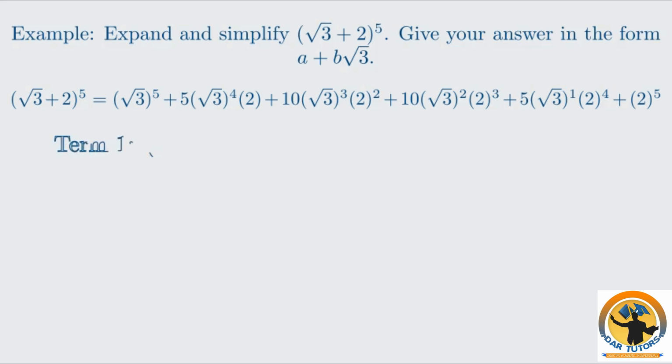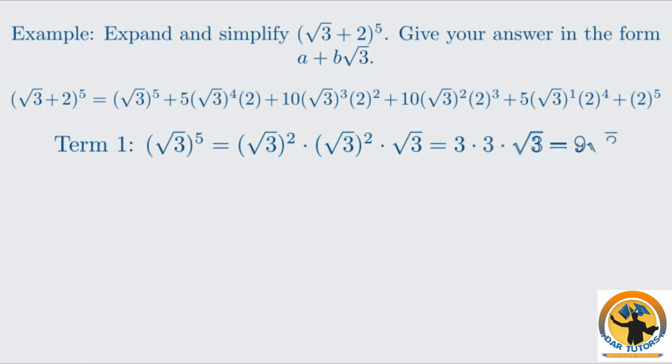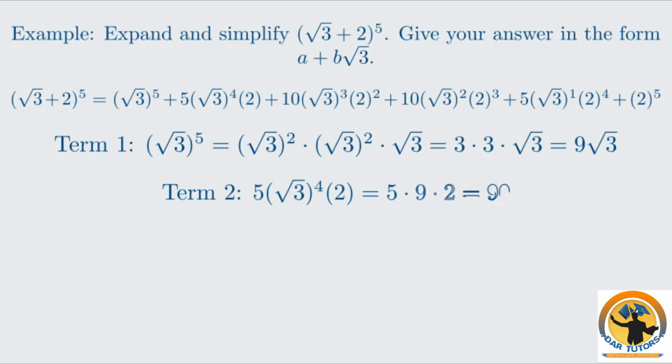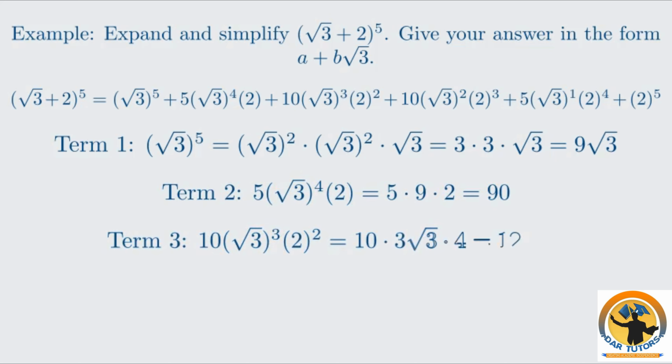The first term, (√3)^5, is (√3)^4 times √3, which is 9√3. The second term is 5 times (√3)^4 times 2, which is 5 times 9 times 2, or 90. The third term is 10 times (√3)³ times 4, which is 10 times 3√3 times 4, or 120√3.